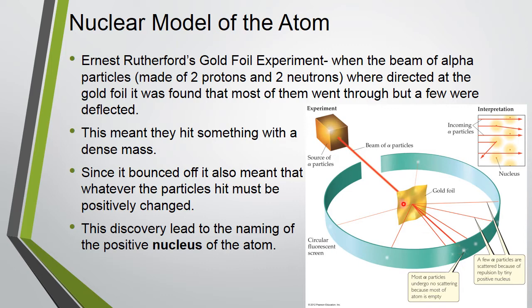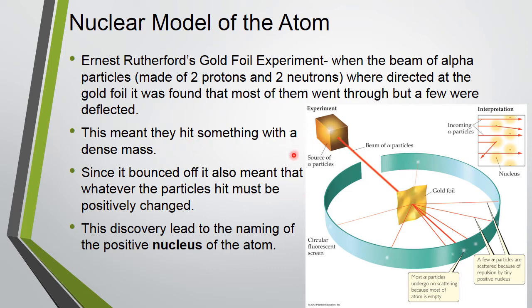But some of them were deflected. They went at crazy angles and even got bounced back towards the beam. So this meant that they hit something, and that something had to have a dense mass to it. They were bouncing off of something. And since they did bounce off, it also meant that whatever the particles hit, it must also be positively charged.